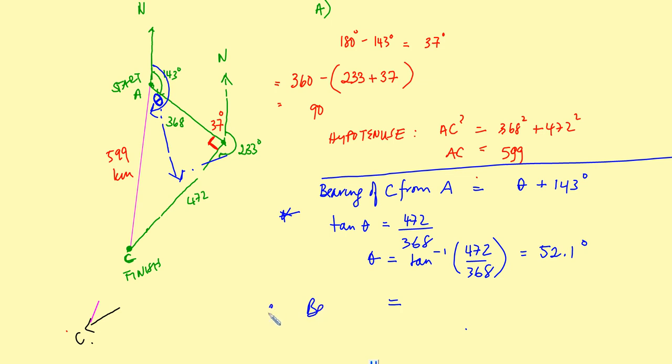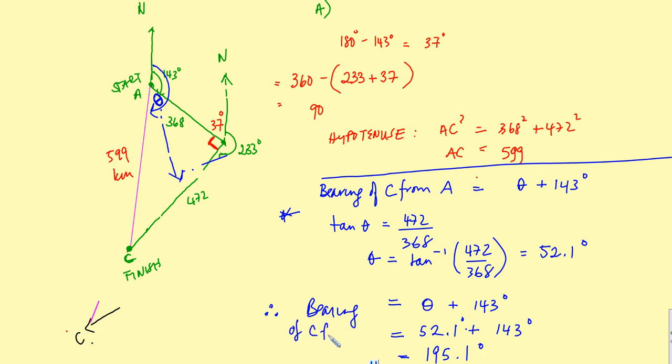Therefore, our bearing is going to be theta plus, we said 143 degrees, so it becomes 52.1 plus 143 degrees, and that ends up giving us 195.1 degrees, and that would be our bearing of C from A.